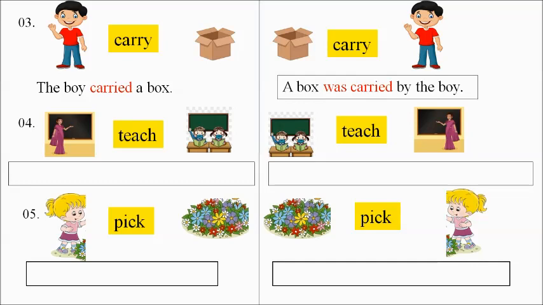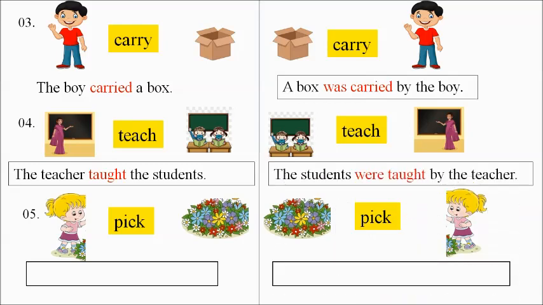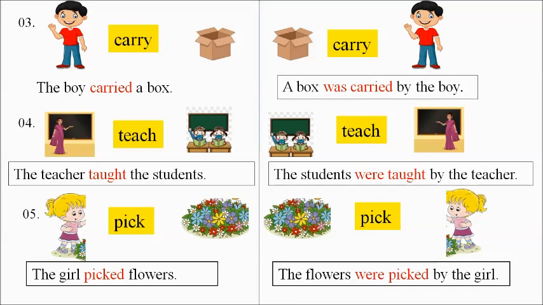Okay children, try to make sentences for number 4 and 5. Let's take the answers. Number 4. The teacher taught the students. The students were taught by the teacher. Number 5. The girl picked flowers. The flowers were picked by the girl.